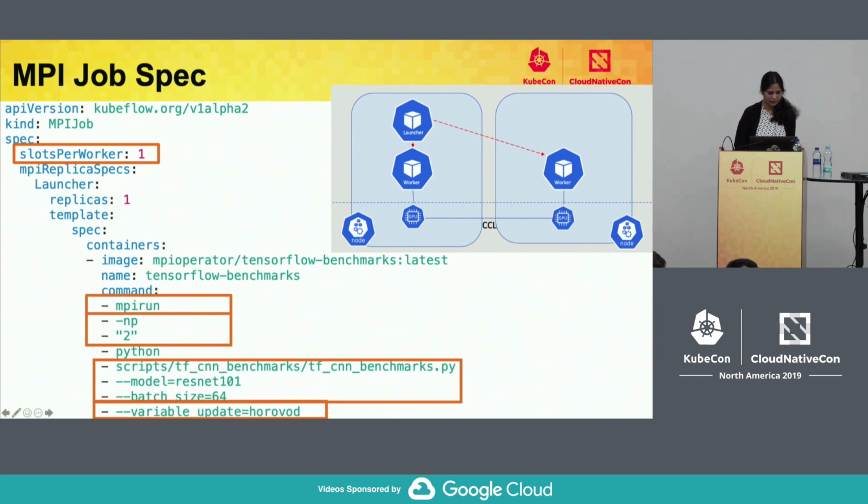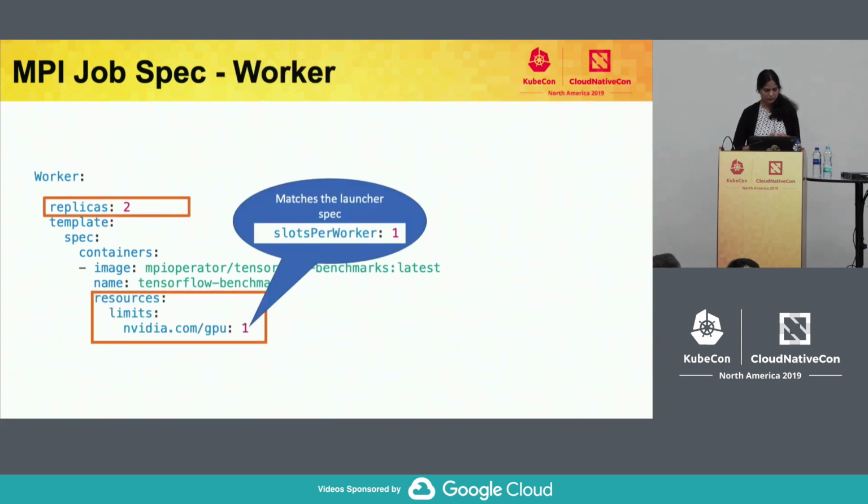And the MPI run command here says, in total, I have only two processes, because I'm running only 2 workers, and each of them has a single slot. The worker definition here is very similar. I have 2 replicas, and each of them has 1 GPU, so they have to request 1 GPU from Kubernetes. This is similar to any Kubernetes resource request definition.